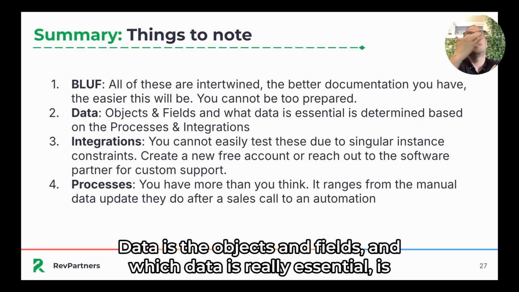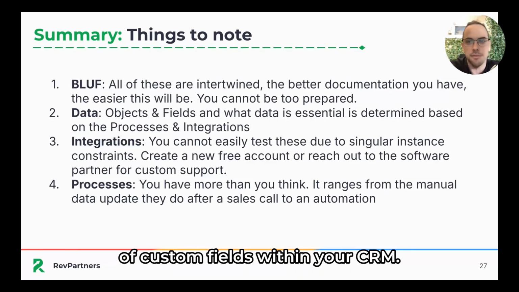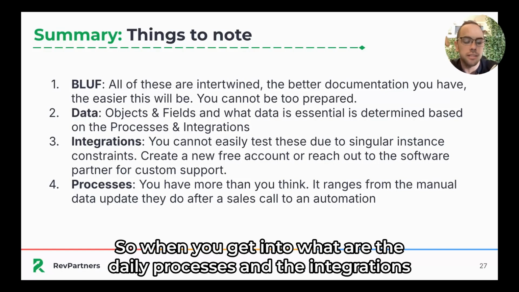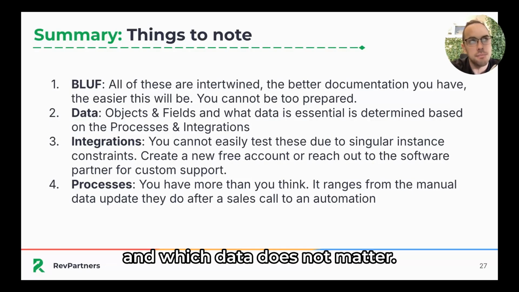Data is the objects and fields, and which data is really essential is determined based off the processes and integrations. You may have hundreds of custom fields within your CRM. The reality is probably they're not all essential. So when you get into what are the daily processes and the integrations that are at play, you might actually realize which data matters and which data does not matter.